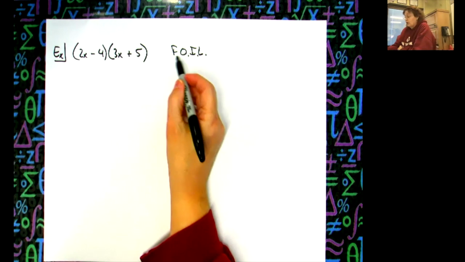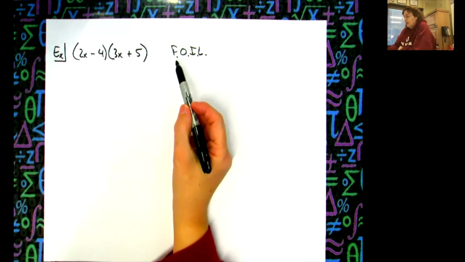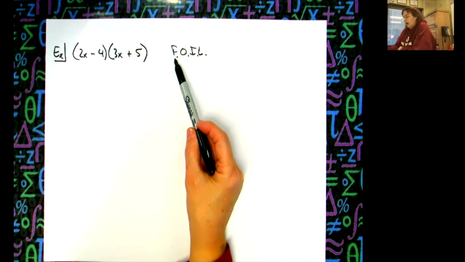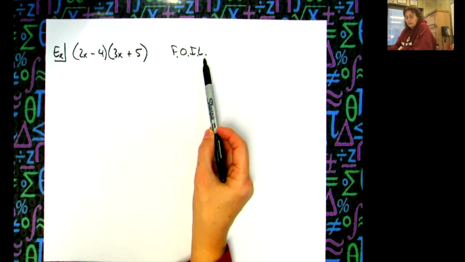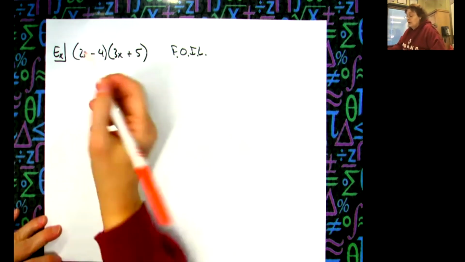You know, first terms, outside terms, inside terms, last. I have a tendency not to do that, but when I do repeated distributive property, this naturally comes out. So I'm going to do my repeated distributive property, and then I'm going to show you how it just kind of naturally falls here.